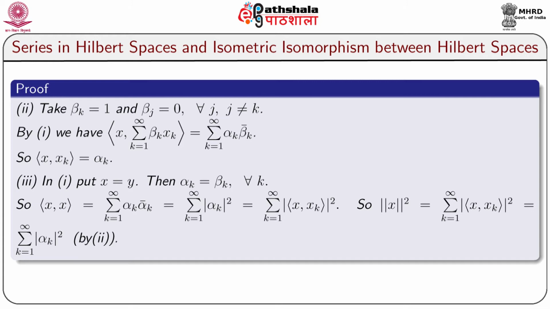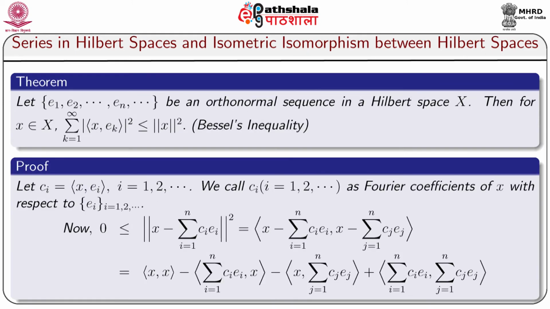then alpha_k equals beta_k for all k. So, inner product x comma x equals sigma k equal to 1 to infinity alpha_k alpha_k bar, which is equal to sigma k equal to 1 to infinity modulus of alpha_k squared, which is again equal to sigma k equal to 1 to infinity modulus of inner product x comma x_k squared. So, norm x squared equals sigma k equal to 1 to infinity modulus of inner product x comma x_k squared equals sigma k equal to 1 to infinity modulus of alpha_k squared. Hence the theorem.